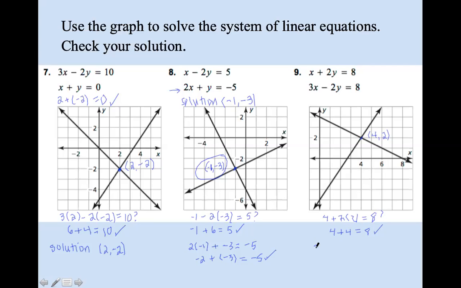So is 3 times 4 minus 2 times 2 equal to 8? So let's see, 3 times 4 is 12. Negative 2 times 2, would that be minus 4? 12 minus 4 is in fact 8. All right, so our solution to this system of equations is the point (4, 2).